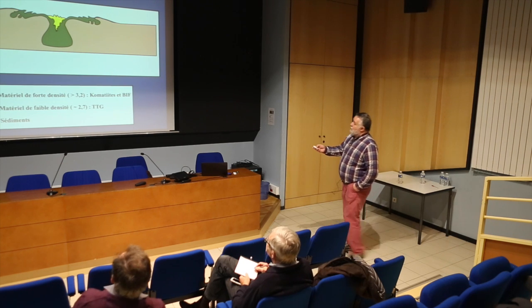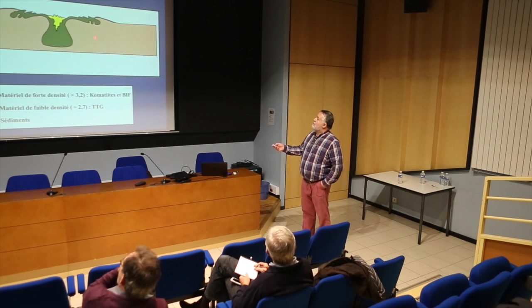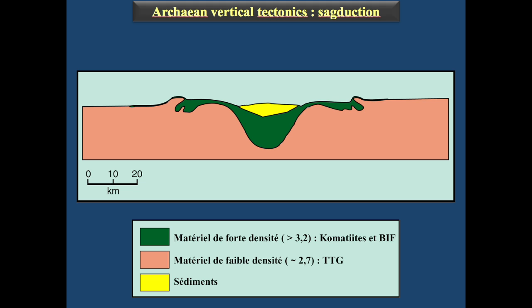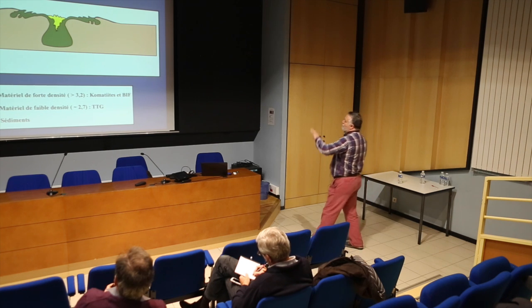So that means that you imagine that this kind of structure can take place only in the middle of a plate, only in the middle of the continental plate. We need to have a strong contrast of density in order to initiate and to generate this kind of structure. So we need to emplace very heavy rocks above low density rocks. So this can take place only in the middle of the plate.